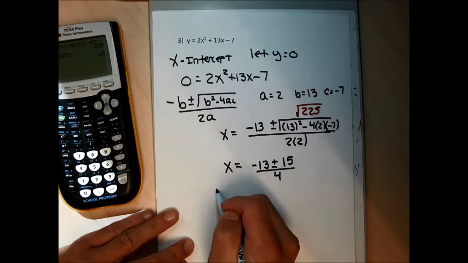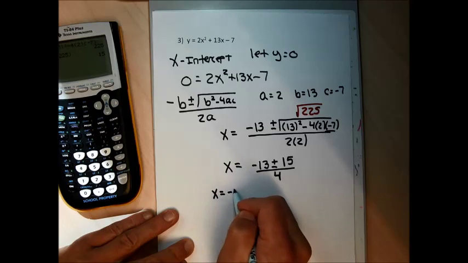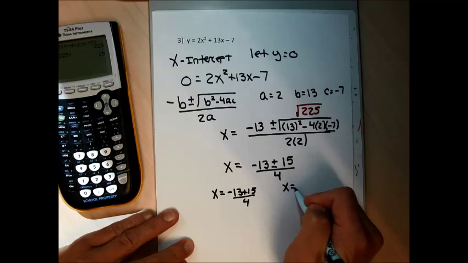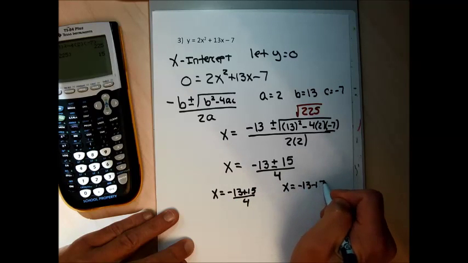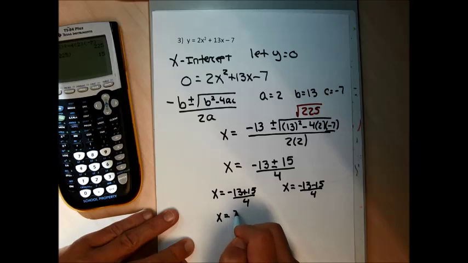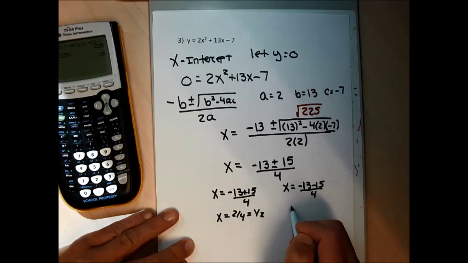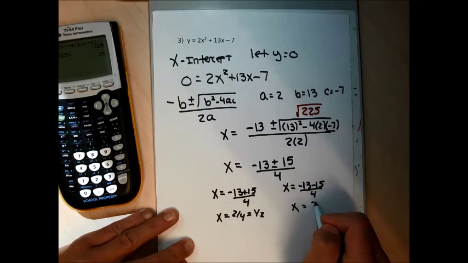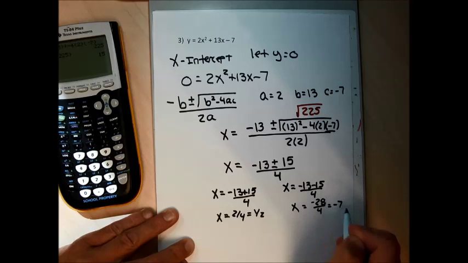Now I'm going to separate this into two problems, one with a plus, one with a minus. I'm going to do negative 13 plus 15 over 4, and x equals negative 13 minus 15 over 4. And I'm going to get two x-intercepts. This one comes out to be positive 2 over 4, which is 1/2. This one comes out to be negative 13 and negative 15 are negative 28. It comes out to negative 28 over 4, which is negative 7.